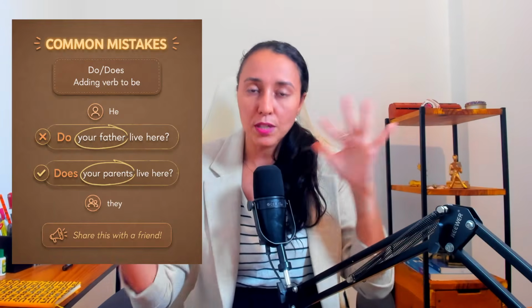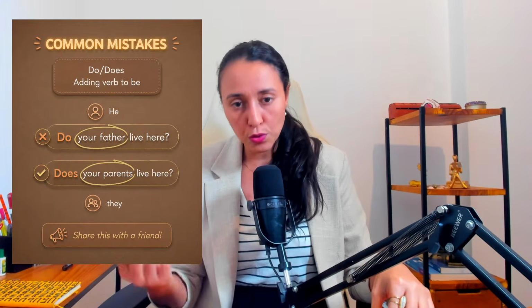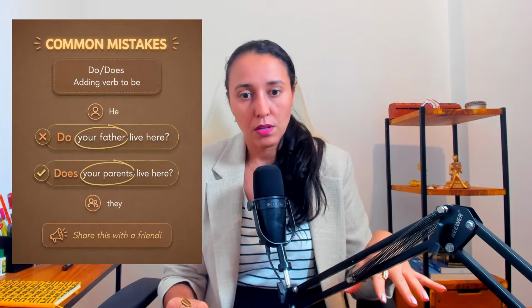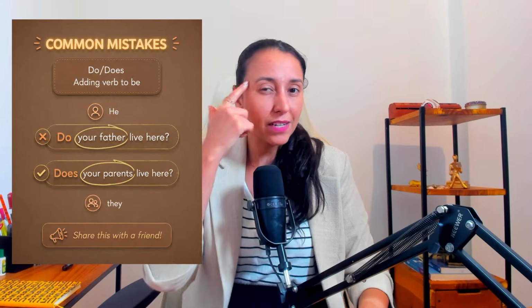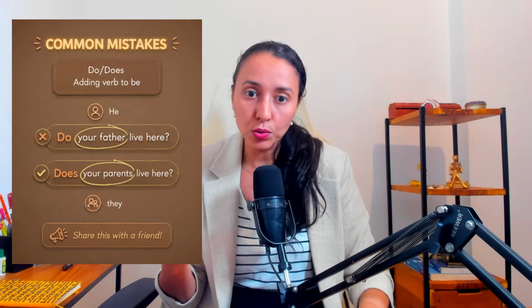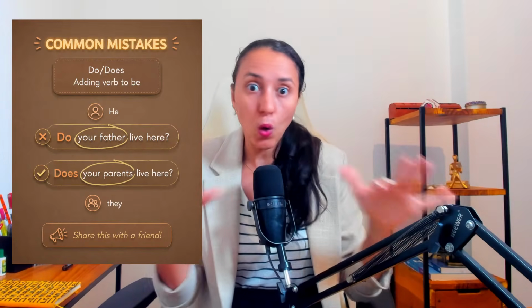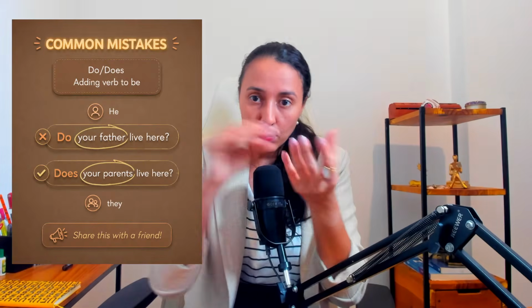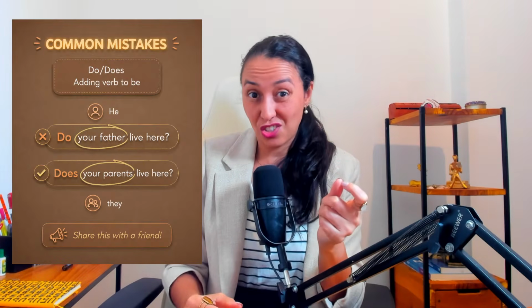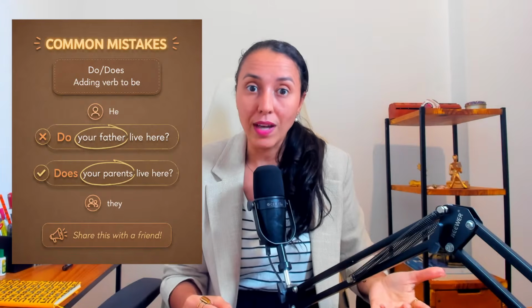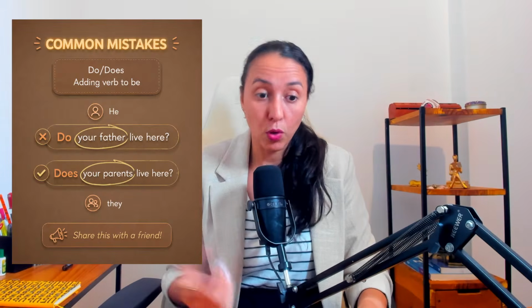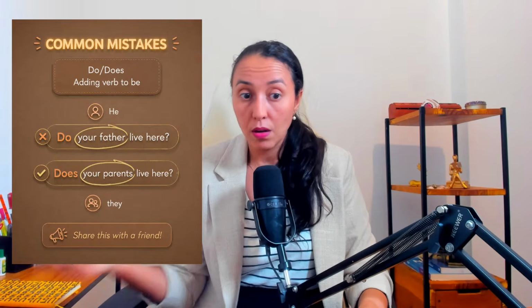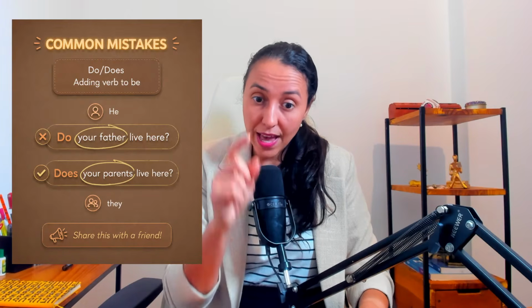Another mistake is confusing do and does. Using does instead of do. Using do instead of does. So your father is he. You're talking about he, your father. But because we see your, we think it's do, because do you, do your, no, okay? Your what? Your sisters. Then it's do, more than one. Your sister, only one, does. At the end of the day, it's the number. More than one, plural. So do, only one, does, okay? So that is very common. Make sure to share this with a friend.